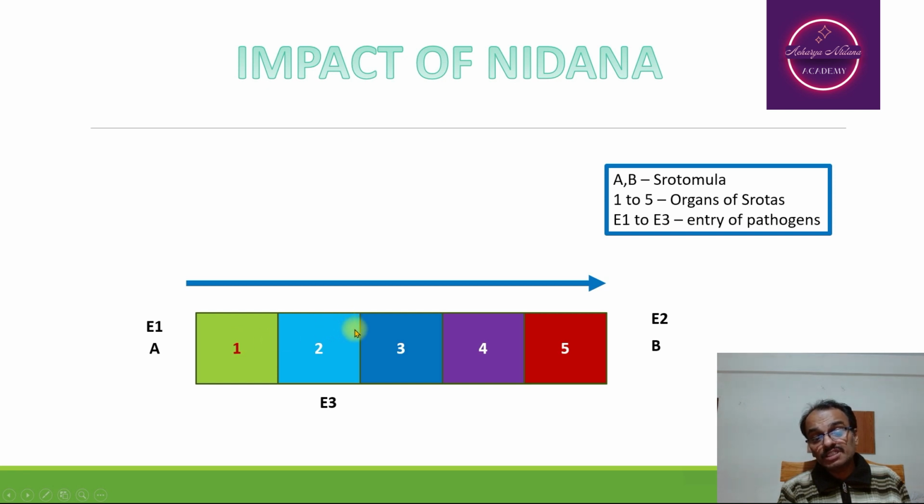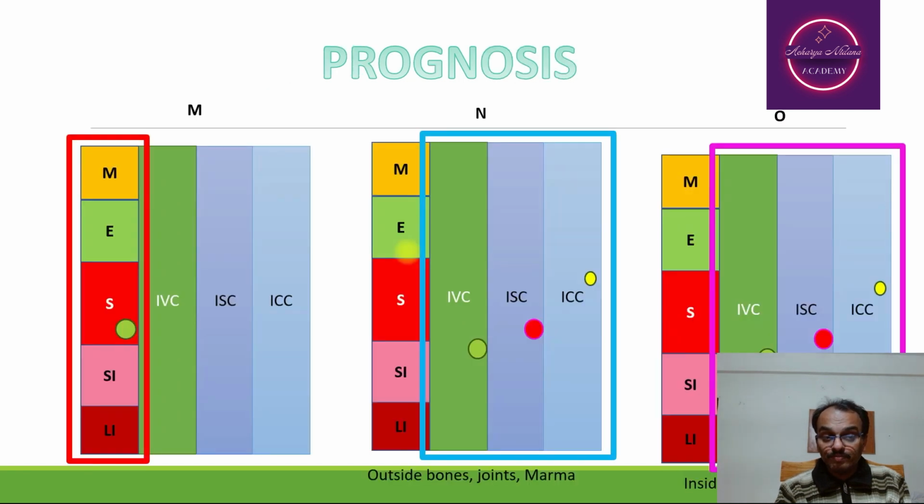If there is any obstruction at 2, then there may be a possibility of involvement of organ number 1. Other than that, there is no possibility of involvement of organ number 1. So this is how the impact of Nidana will be considered in deciding what the Srotas abnormal function actually is.